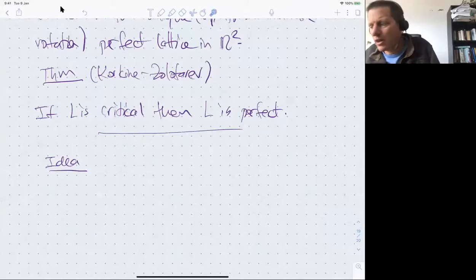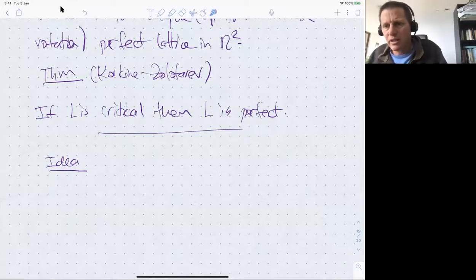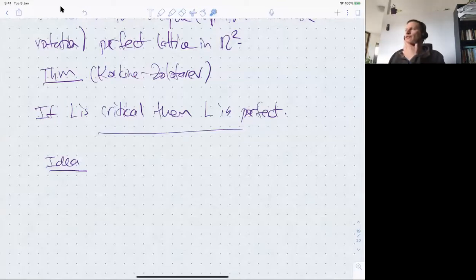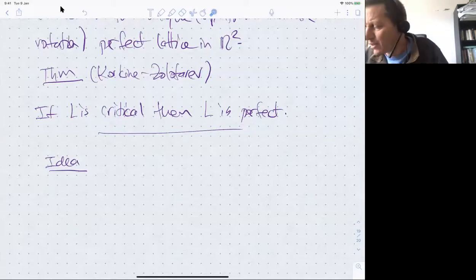Okay, sorry. Thank you for telling me that I was speaking to myself. So let's continue. I'm trying to give the idea of the proof of this statement of Korkin-Zolotarev. We're proving the contrapositive, namely that if L is not perfect, then it's not critical. Not critical means that we can locally improve the density of the circle packing by finding lattices very close to L where the density is larger.